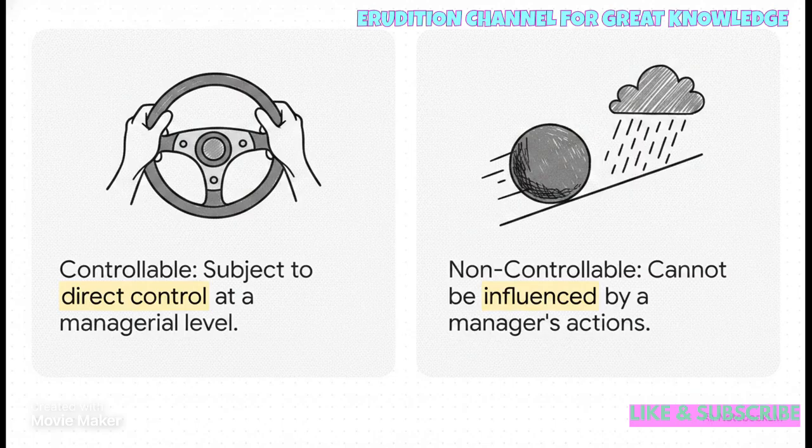Building on that is the crucial concept of controllability. A controllable cost is subject to direct control at some level of managerial supervision. Conversely, a non-controllable cost is not subject to control at any level of managerial supervision. You've really got to know this distinction if you want to properly hold teams accountable for variances.